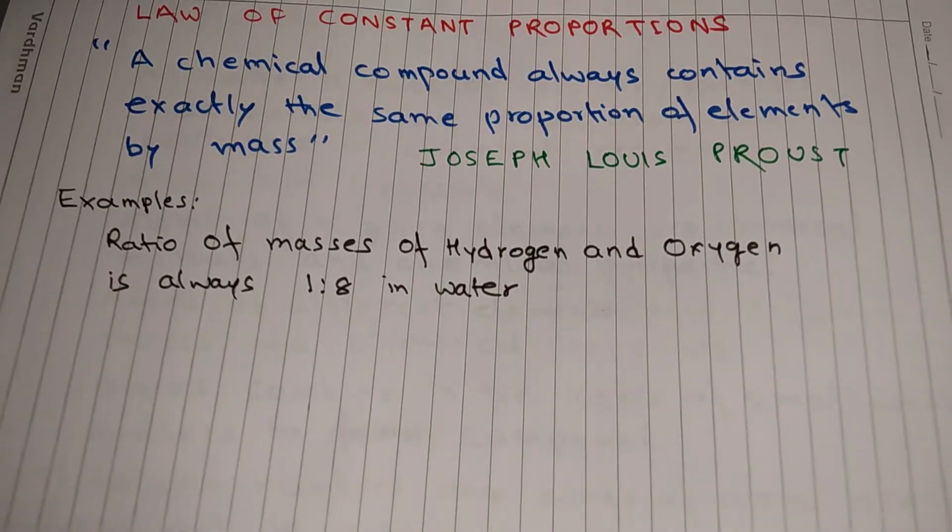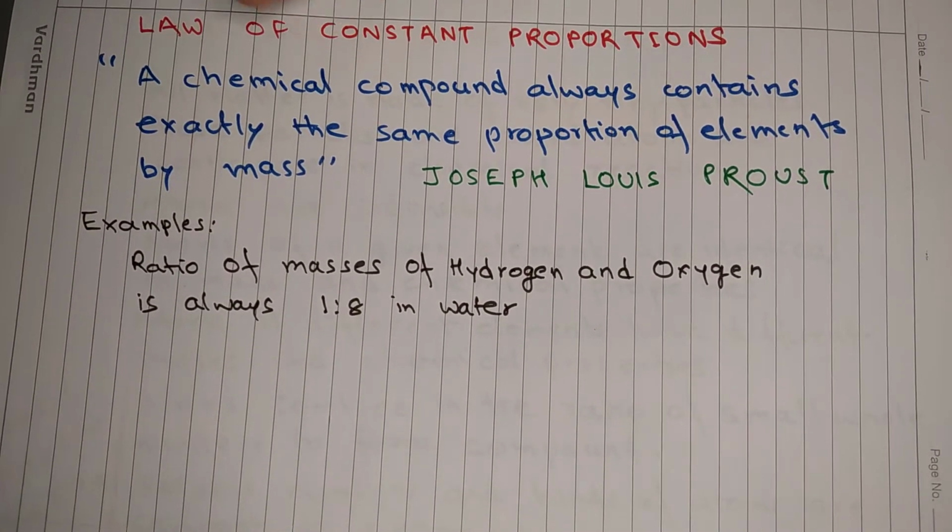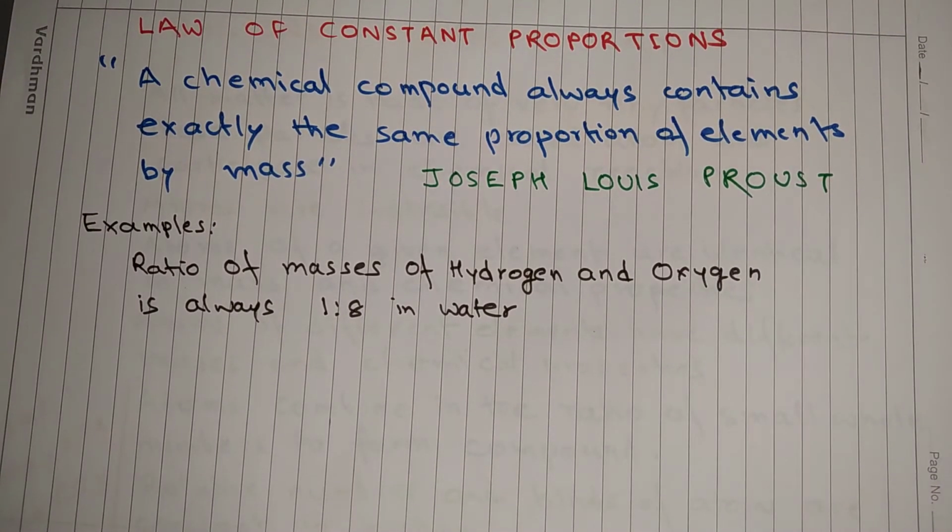Law of constant proportion. This law was proposed by Joseph Louis Proust, and as per this law, a chemical compound always contains exactly the same proportion of elements by mass. So whatever molecule you take, the constituent elements will be in the same proportion in a particular compound.